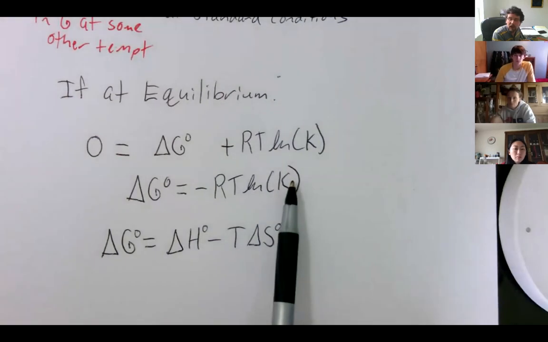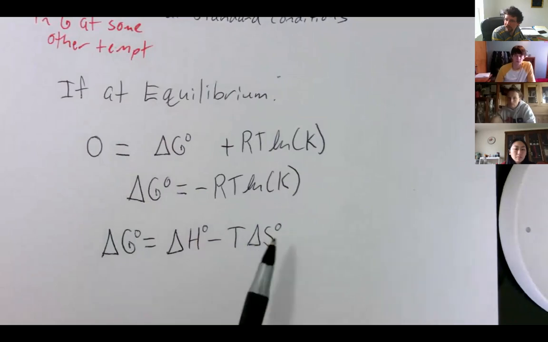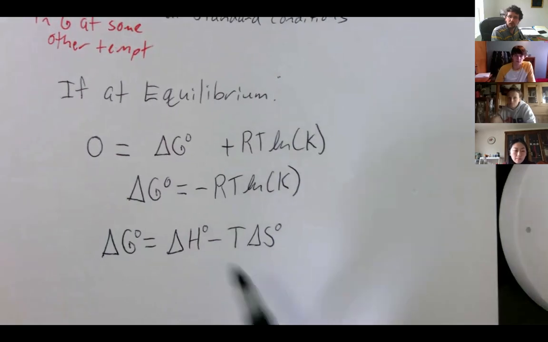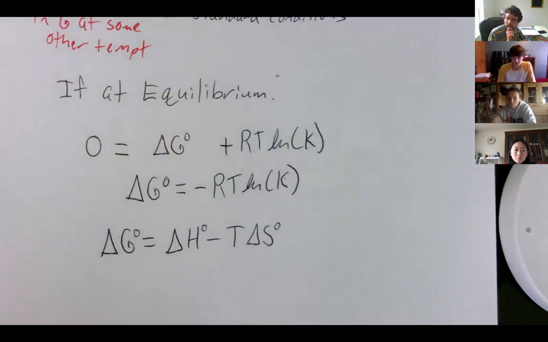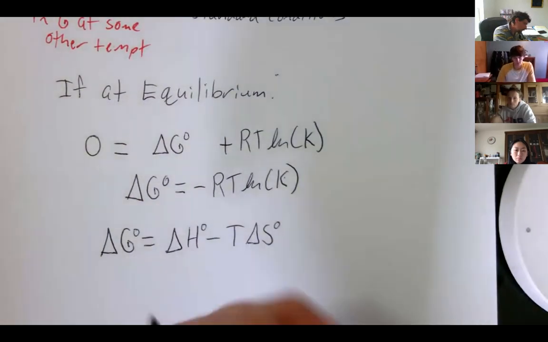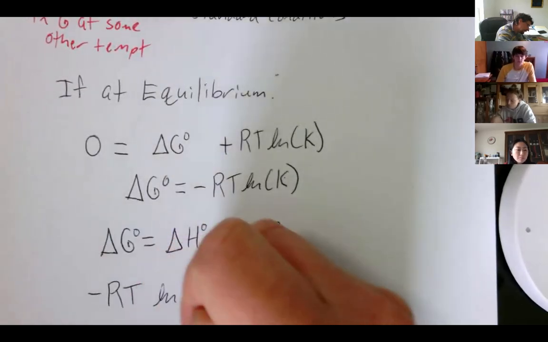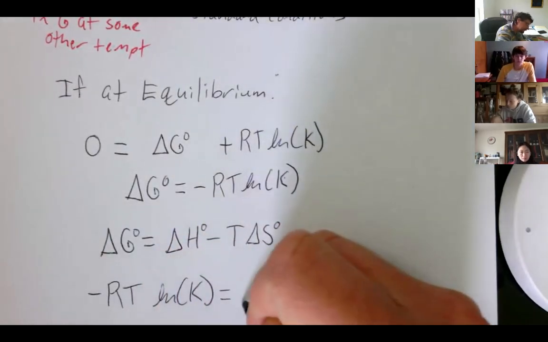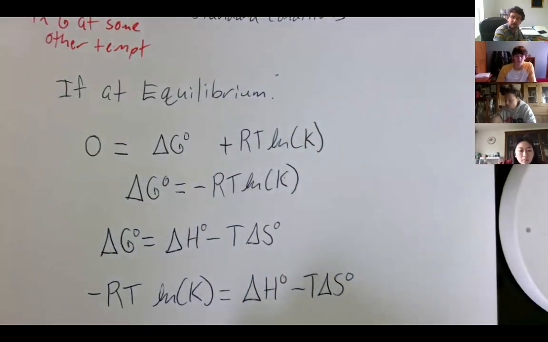Okay, now, if we have the equilibrium constant, we can easily calculate delta G, right? But what about H and S? Let's find a way. What could we do to find a relation between K and delta H and delta S? Them equal to each other. Yep, they're both equal to delta G. So what we could say is that we have negative RT ln K is equal to delta H naught minus T delta S naught, right?